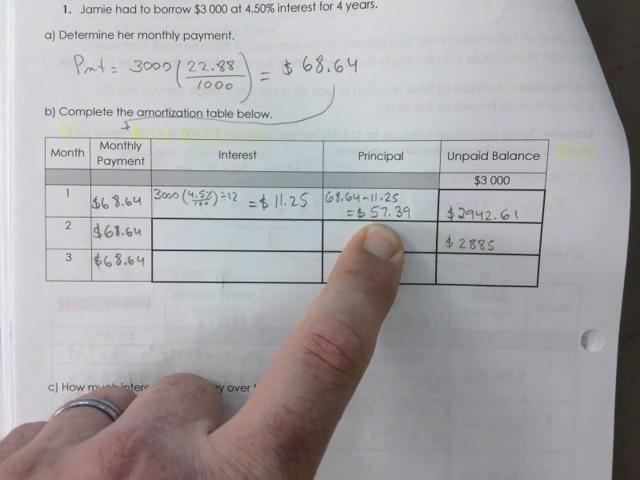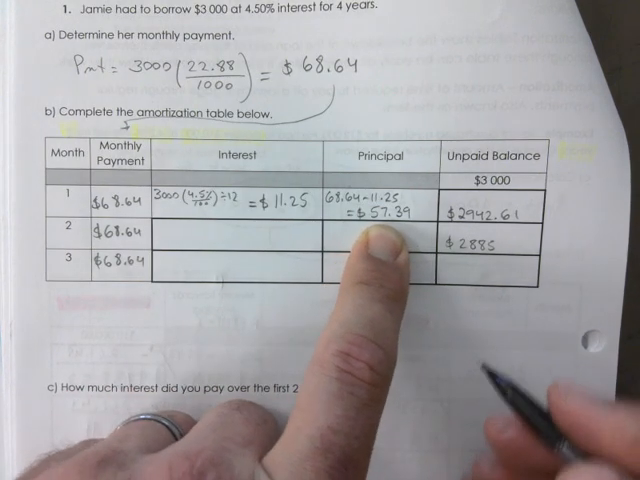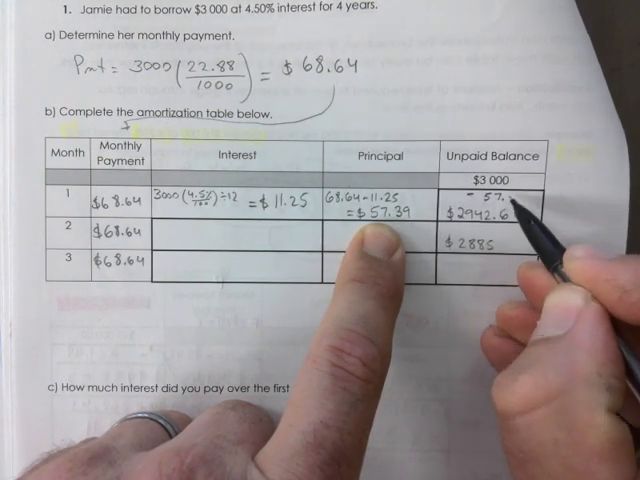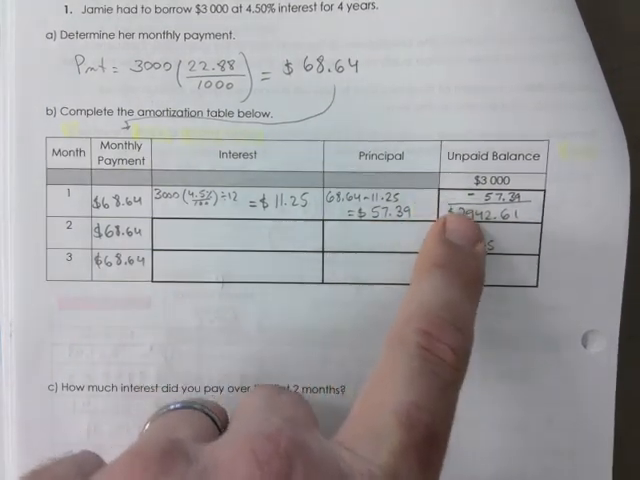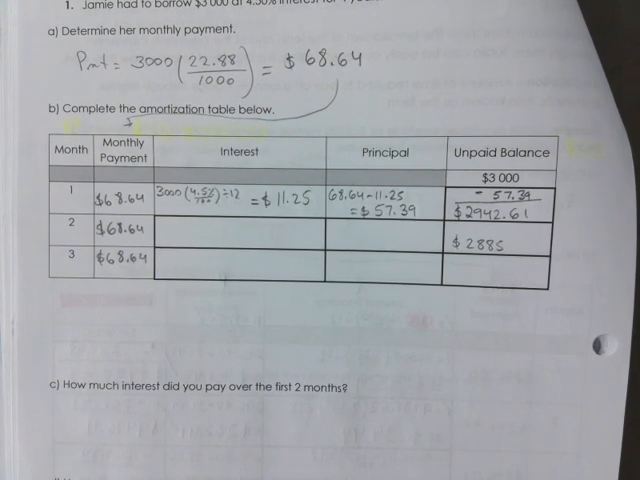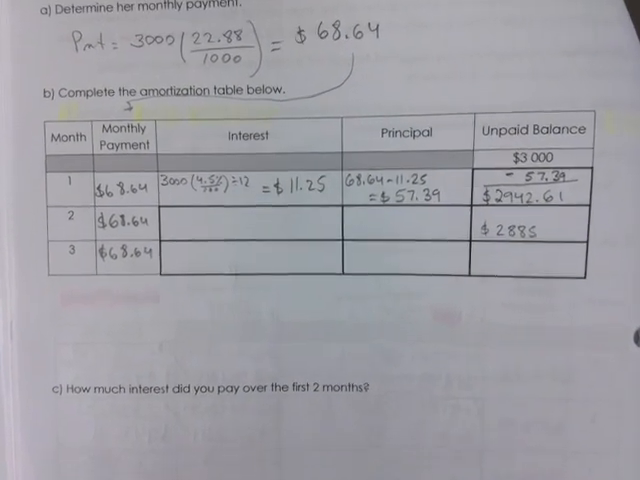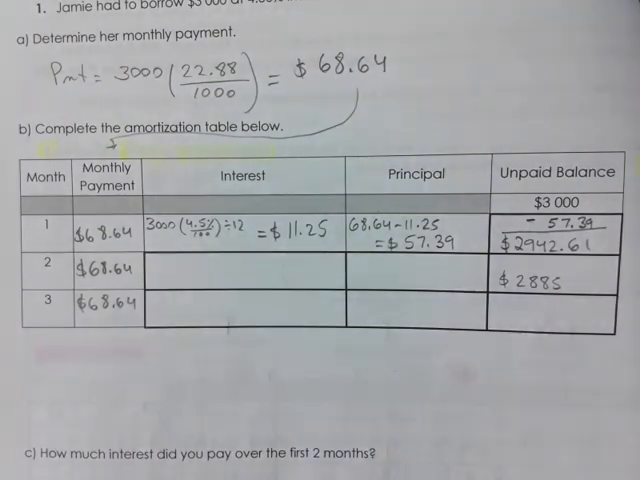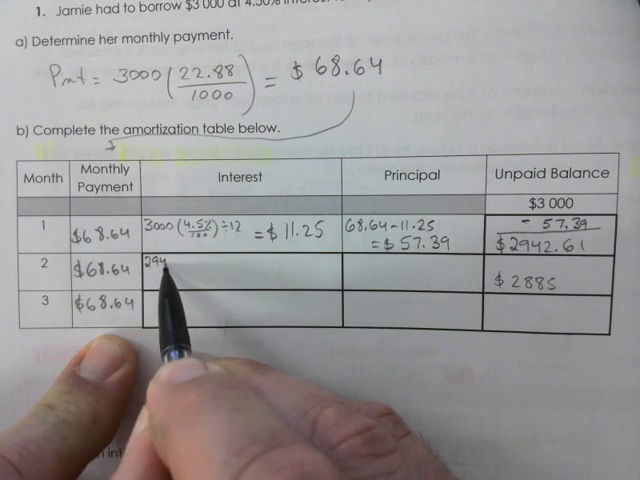Okay, so you have to watch out with the rounding. That could still be a bit of a pain, but this is what we subtract the unpaid balance by. So 3,000 minus 57.39. There you have it. That's the first month. Let me zoom in a bit more. There we go, that's better. So now we take this number with us and repeat the process.